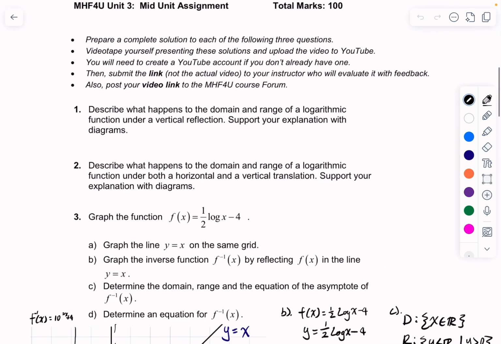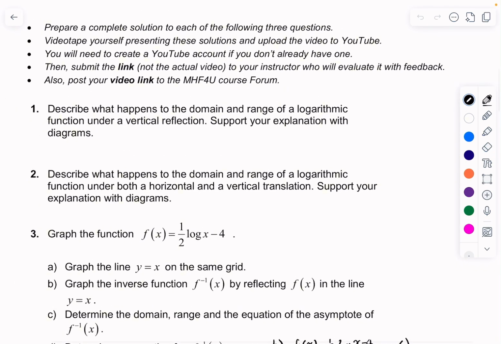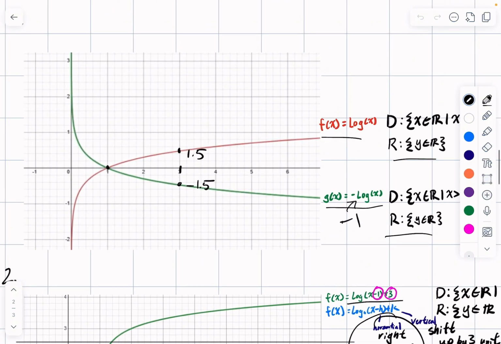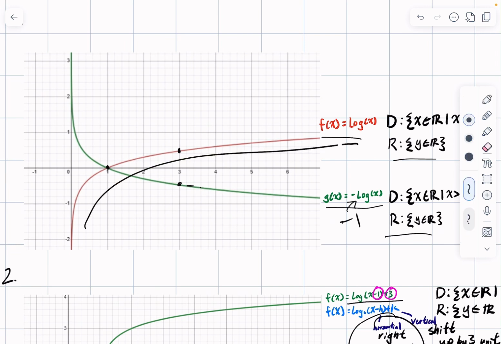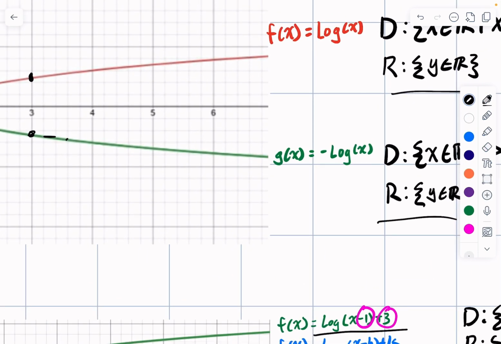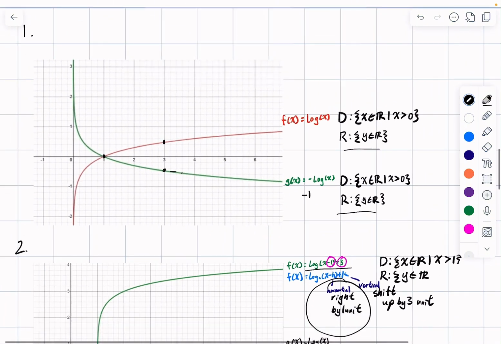So first of all, for the first question, describe what happens to the domain and range for a logarithmic function under a vertical reflection. Support your explanation with diagrams. So here, looking at this diagram, as you can see, the red line is the original function and the green line is the reflected function, which is multiplying by -1 in front of the log.